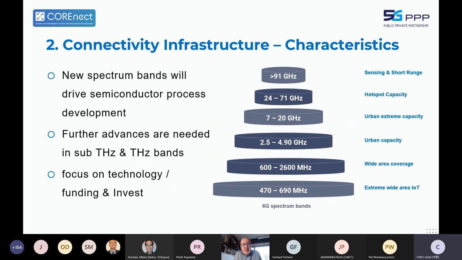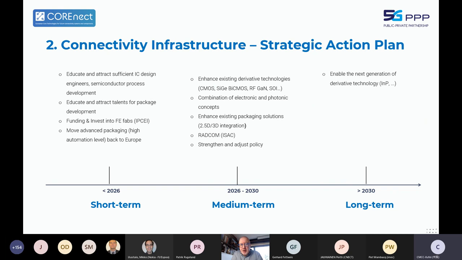So now the next one is connectivity infrastructure, and here we see also evolutions. New spectrum bands will drive semiconductor process development, as was already also indicated by Gerhard and Piet. We need further advances in the sub-terahertz and the terahertz bands, and we need to focus on technology, funding programs, real investments in Europe. And here you see an example of the 6G spectrum bands and what it can bring in terms of, for example, sensing in short range, hotspot capacity, urban capacity, wide area coverage, etc. Here also we have a number of requirements ranging from short term to long term.